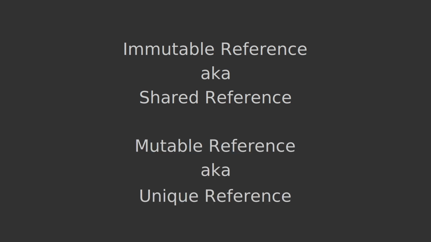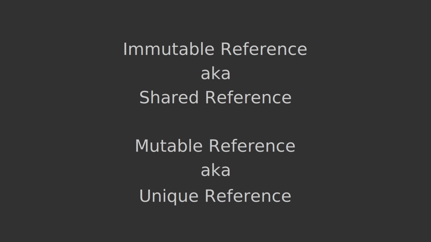Immutable references are also called shared references because the memory address of the referenced value can safely be held or shared by multiple immutable references at the same time. Mutable references are also called unique references because the memory address of the referenced value can only be safely held uniquely by a single mutable reference at any one time.